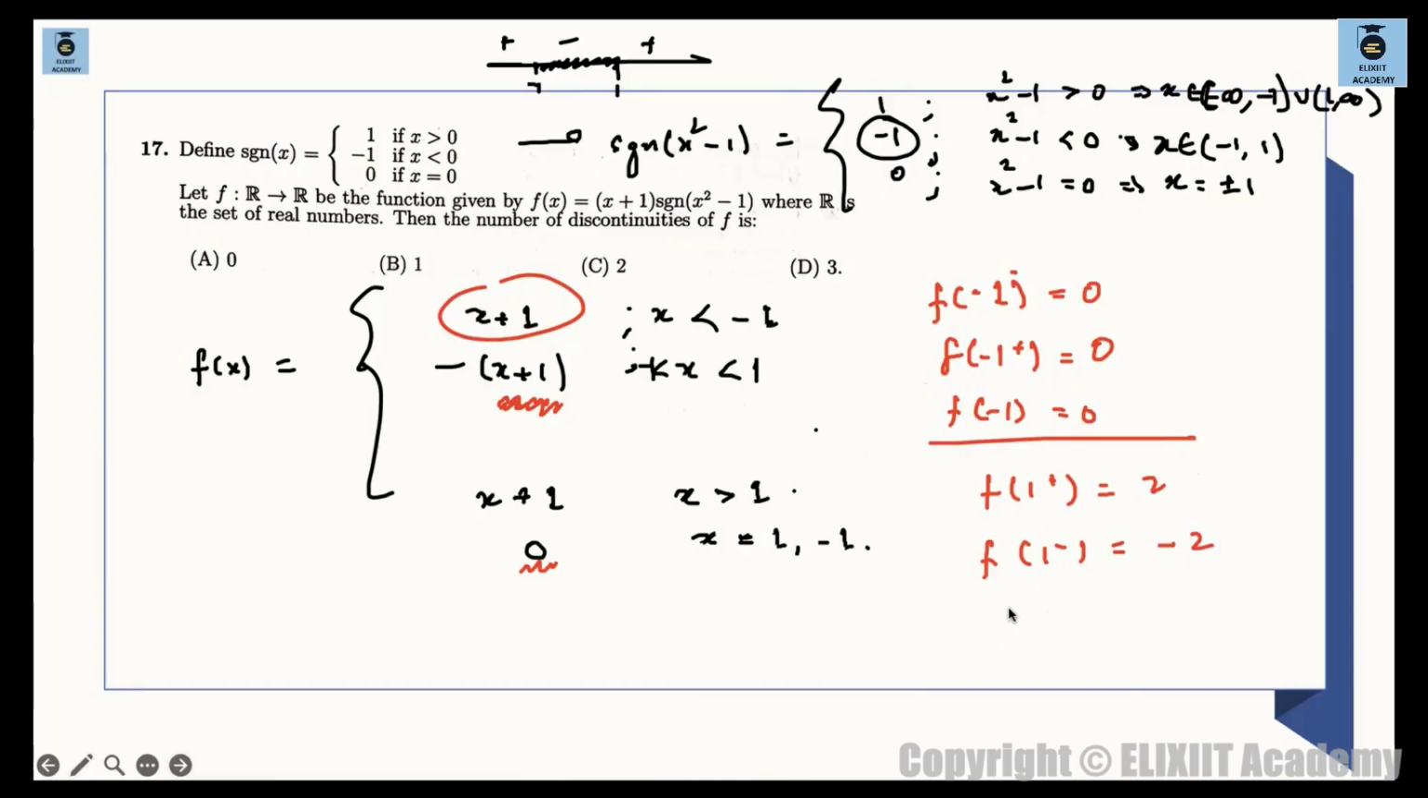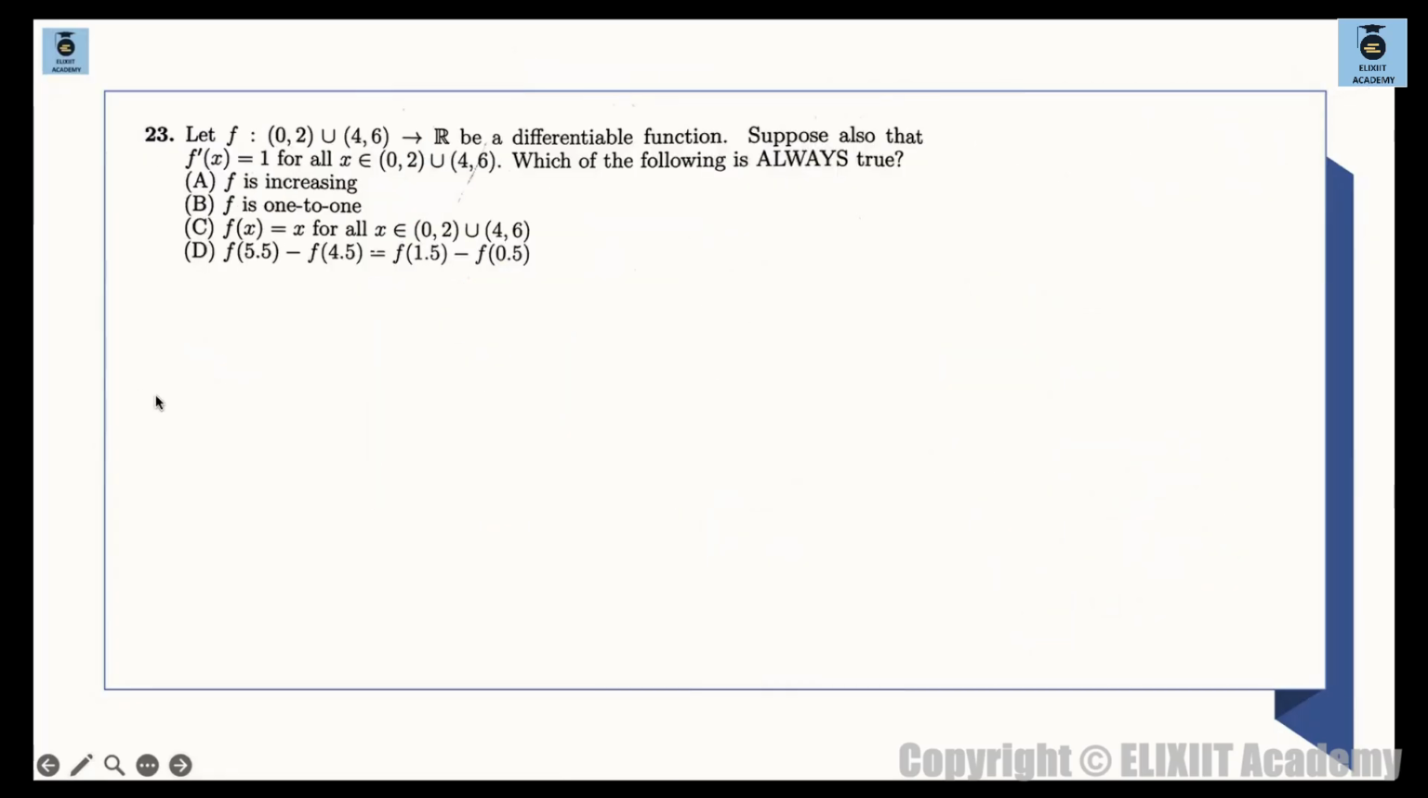ठीक है. And similarly function value भी देख लो. f of 1 is what? f of 1 will be 0. यही पे fail हो रहा है. All of them are unequal. So there is one point of discontinuity which is x is equal to 1. ठीक है? So option B must be correct.